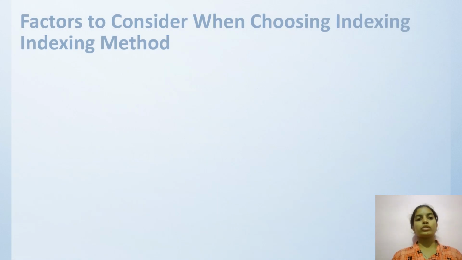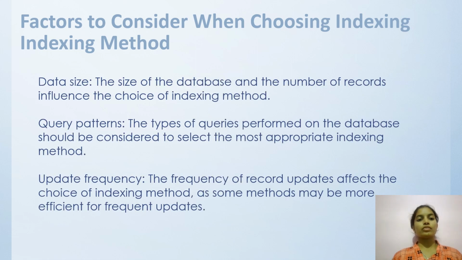Factors to be considered when choosing the indexing method. First one, the data size. The size of the database and the number of records influence the choice of indexing method. Second one, the query pattern. The types of queries performed on the database should be considered to select the most appropriate indexing method. Then, update frequency. The frequency of record updates affects the choice of indexing method, as some methods can be more affected by frequent updates.